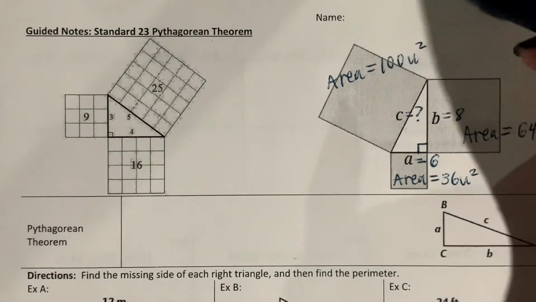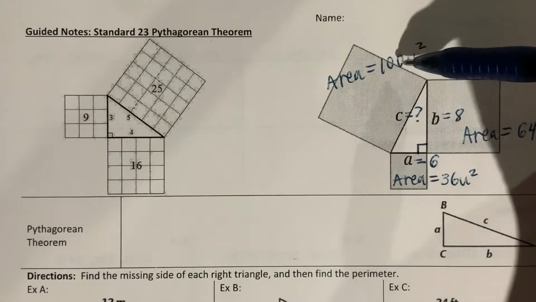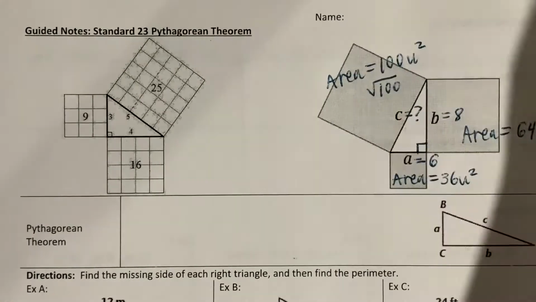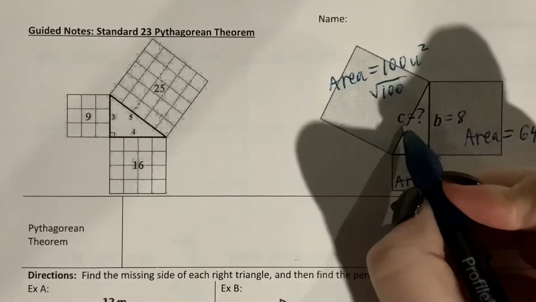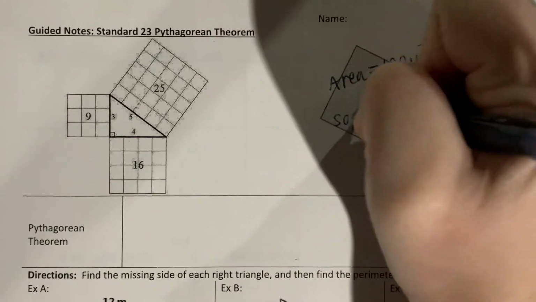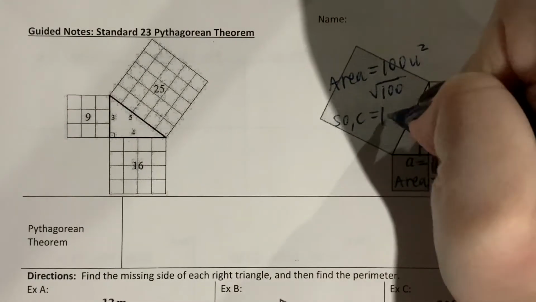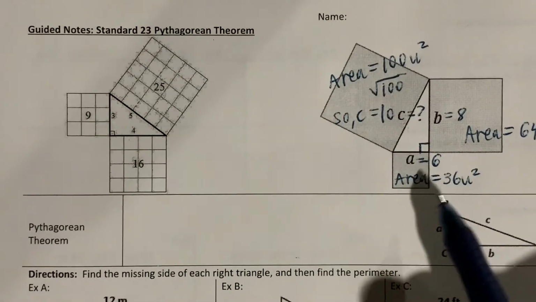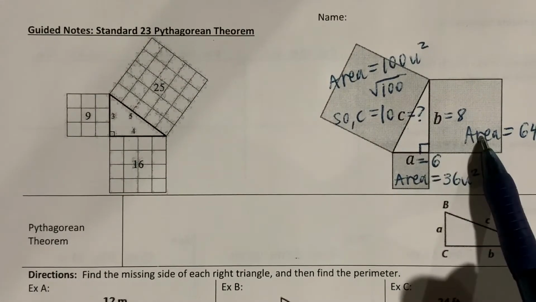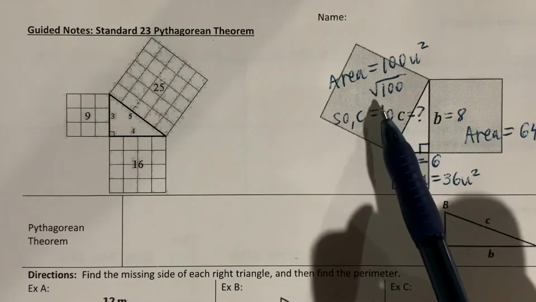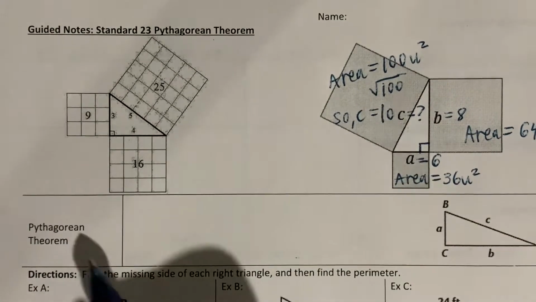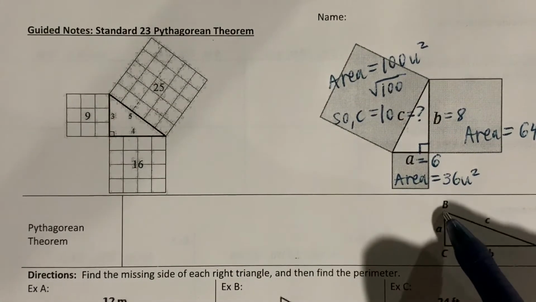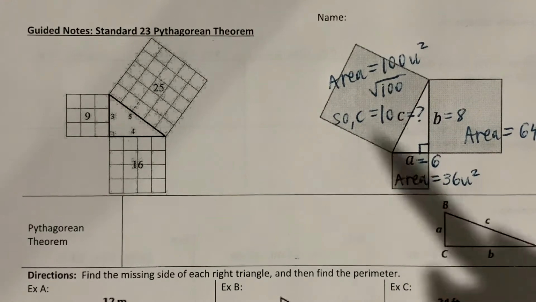And we can think backwards here. If we know the area is 100, we could take the square root of 100. And then we would find that C, the square root of 100, is 10. C must equal 10. So here we see that the sum of the smaller squares is equal to the bigger square. Let's talk about the Pythagorean theorem just looking at a triangle and without having to draw the squares along the edges of the triangle.